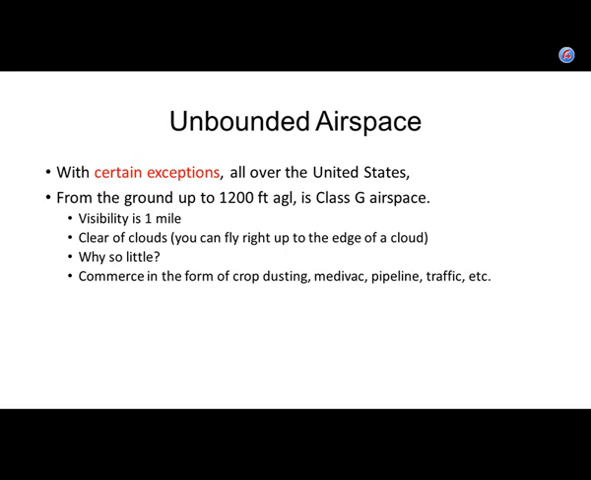So why so little? Well, as we talked about before, there is commerce taking place below 1,200 feet. At night, the visibility and cloud clearance in Class G airspace goes to our good old friend 3 miles, 1,000 feet below, 500 below, 1,000 above, 2,000 horizontally, below 10,000 feet. So, an unbounded airspace.